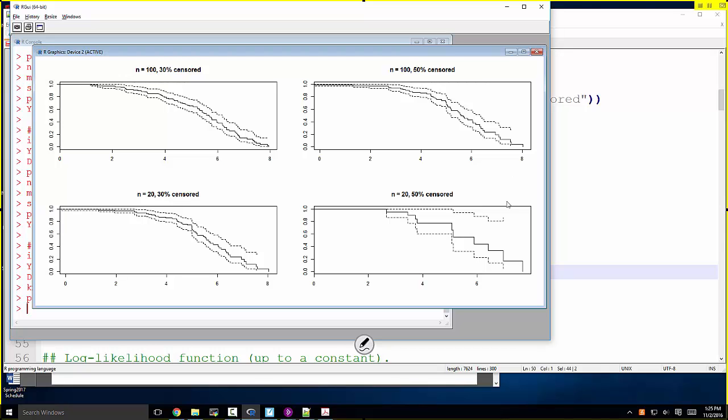But I would expect a similar pattern as we saw up here with bigger survival probabilities when there's more censoring. We can see that with a much smaller sample size, the confidence bounds are quite a bit wider. The more observations you have, as with any statistical procedure, the more precision you have.